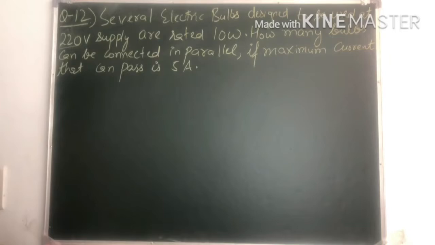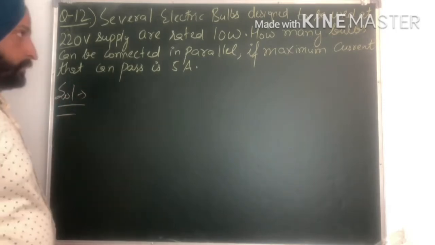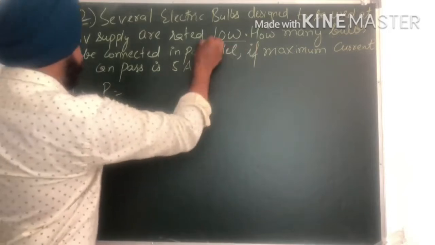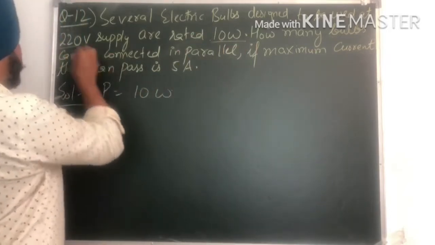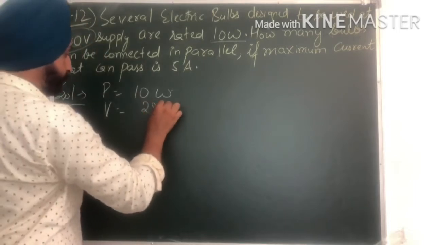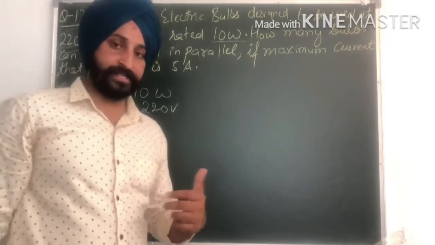Fine. So what we will be doing, so as power is given, power is of course equal to 10 watt, that is given over here, and voltage at which it is operating is 220 volt. Fine. So from here we can calculate the resistance of each bulb.